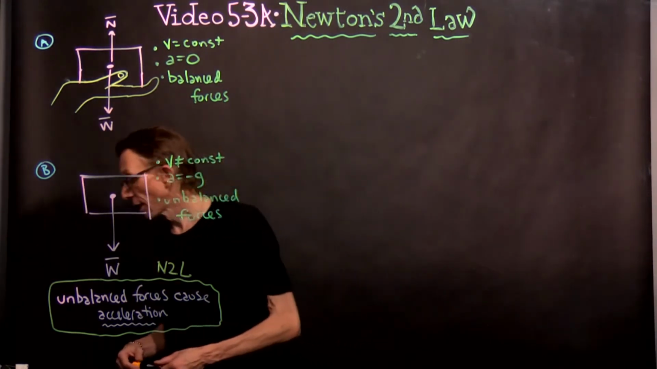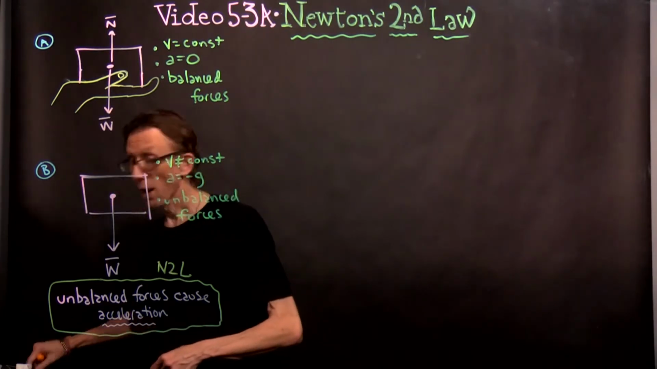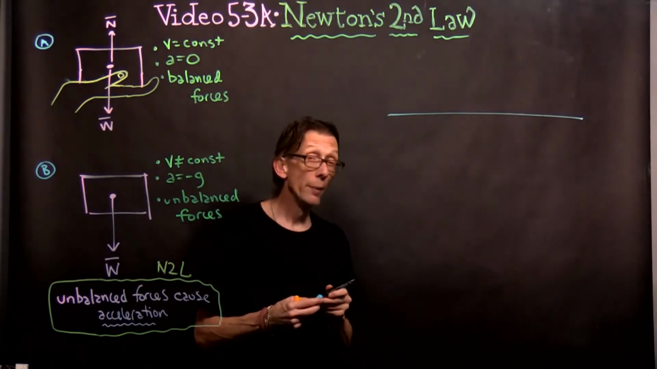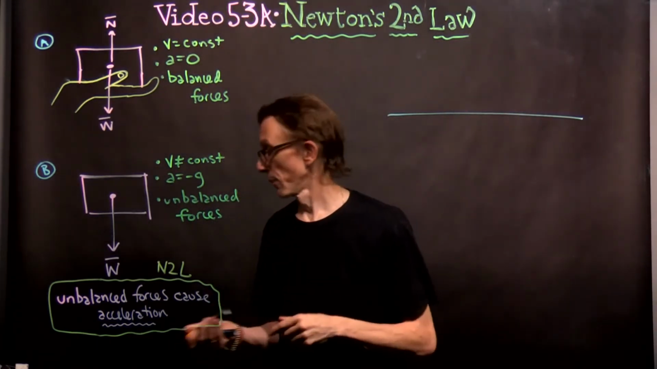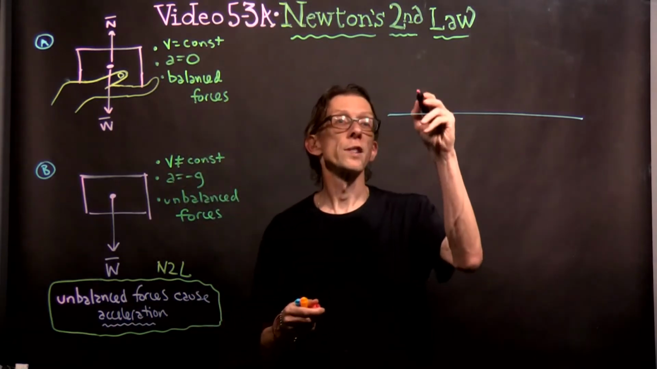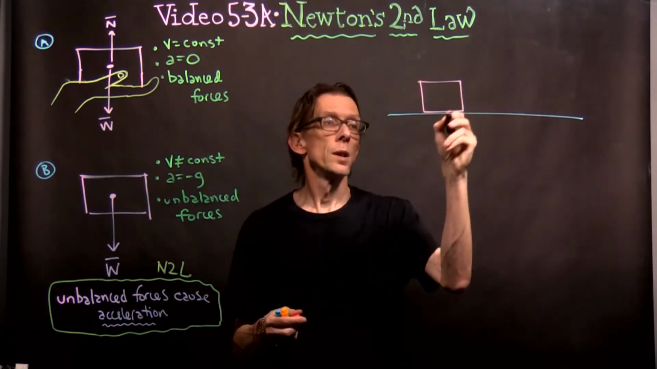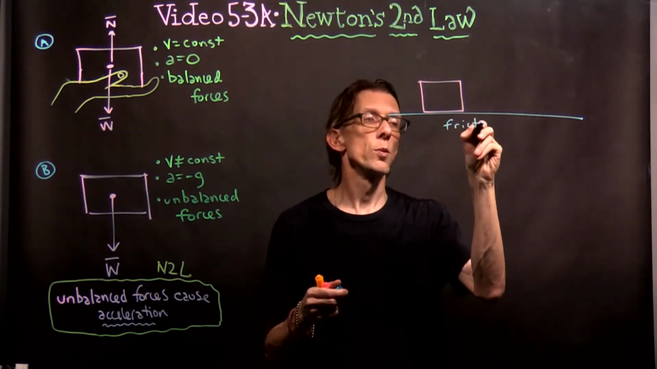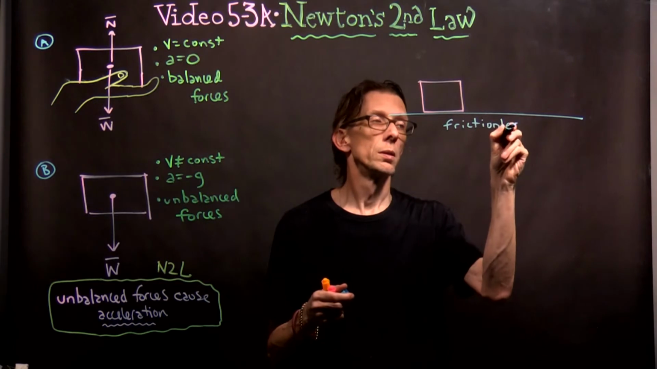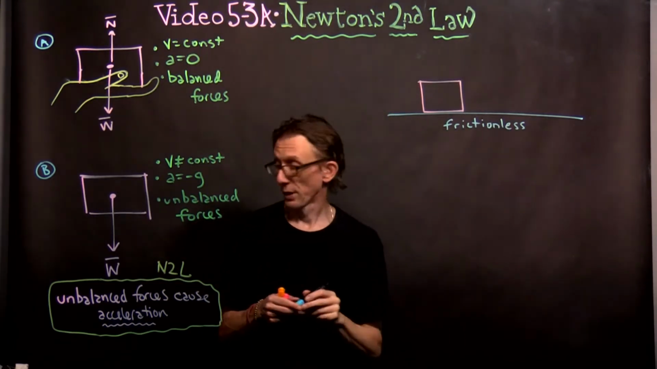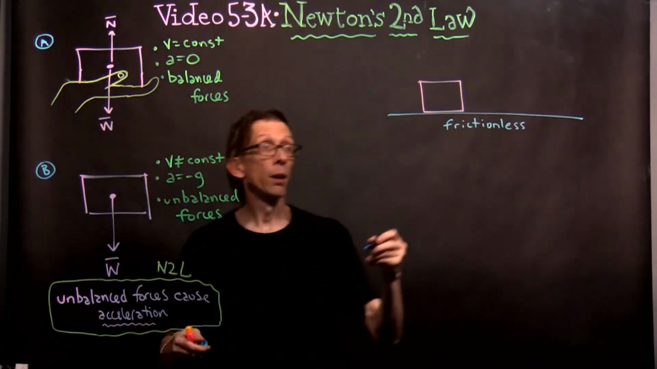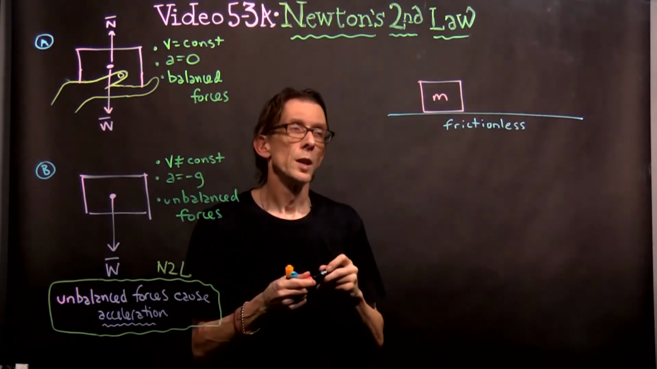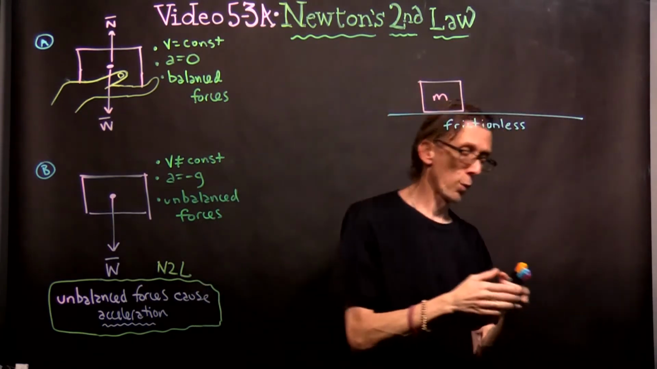Now, suppose we have something a little bit different. Suppose we have a no friction situation. We'll bring friction in. Friction's coming, but for now we're going to ignore friction. And now we're going to put our block, or our eraser or whatever, on a perfectly smooth, frictionless surface. Sometimes the word smooth is used to mean frictionless. And we've got a block here of some mass, M. And we're going to push on it with a force.